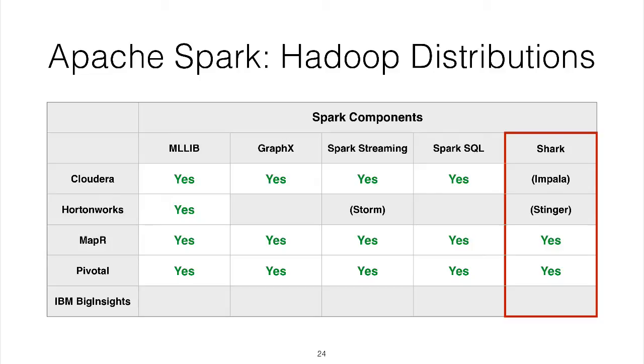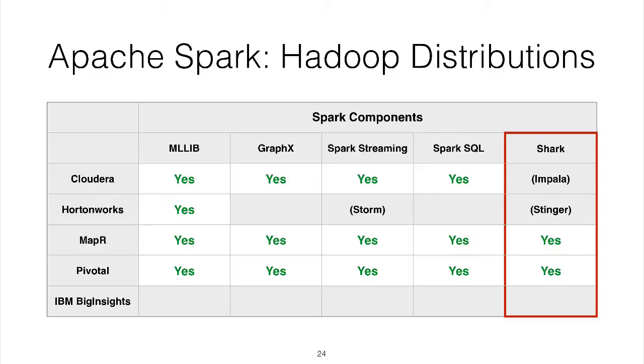Cloudera supports and distributes machine learning, graph engine, Spark Streaming, and Spark SQL, but they don't distribute Shark because it competes with Impala. And that's probably why, because Cloudera was the first to jump on the Spark bandwagon, I'm guessing that they decided to separate Shark so they wouldn't have a problem with Cloudera.